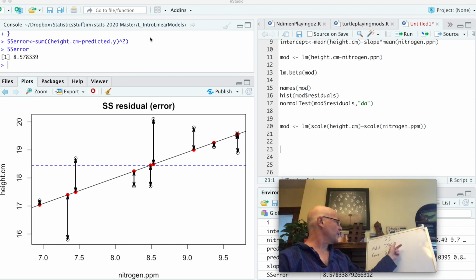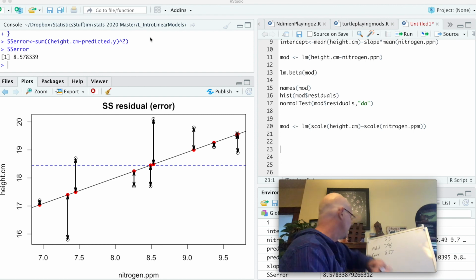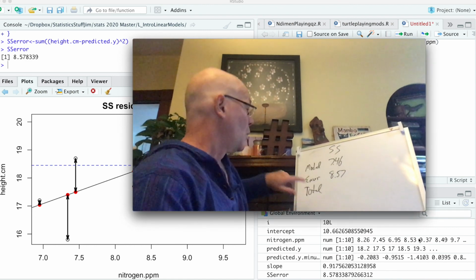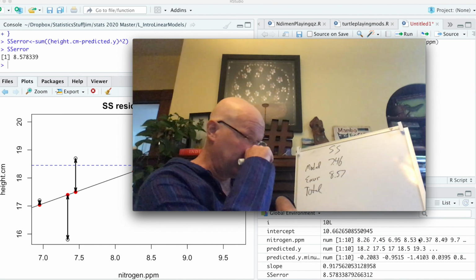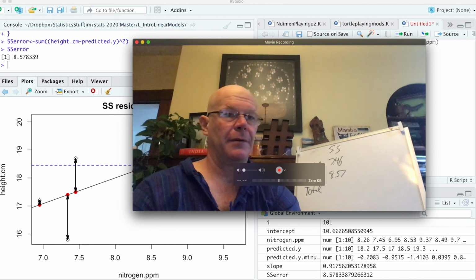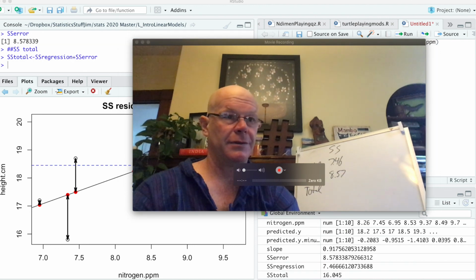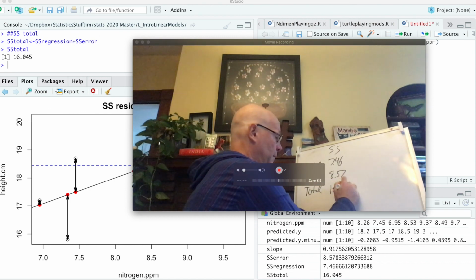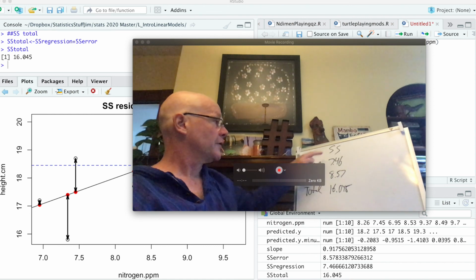All right, so we got our model sums of squares. We have our error sums of squares. And now the final thing that we're going to need to calculate is the total sums of squares. There's two ways that we could do that. One way is to simply add these two numbers together. And what is that? 16.045. Okay.